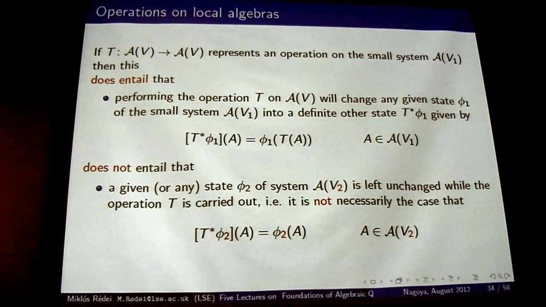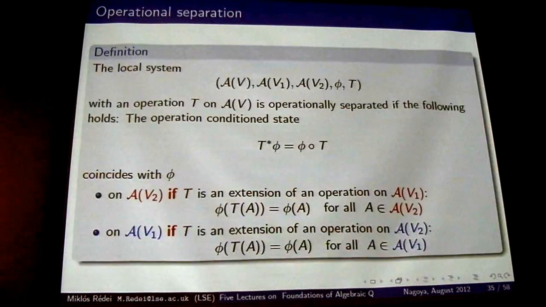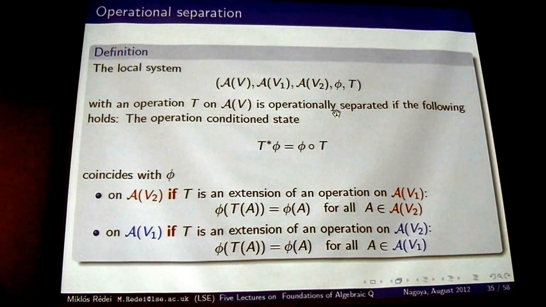You see that? So again, you have a large system, and you have an operation on the large system, which represents an operation which was carried out here. Now, the operation on the large system changes the large system state. It changes the small system state, all right, but it changes the large system state as well. And you can ask the question whether the large system state restricted to that system has changed from what it was before the operation was carried out. And you cannot expect necessarily that that is not a change, that is to say, that that operation did not change the state of that system. But if it is the case, then you say that that local system was operationally separated.